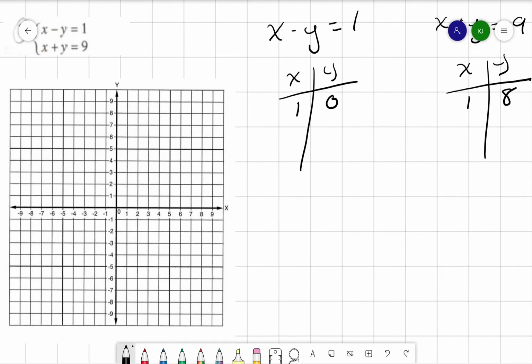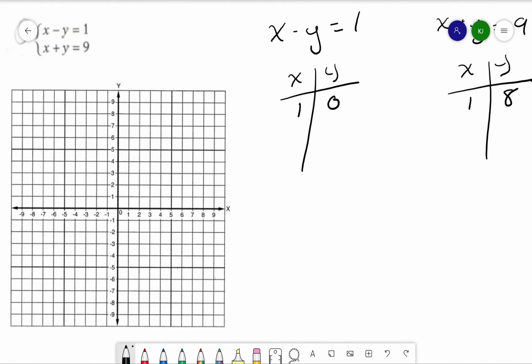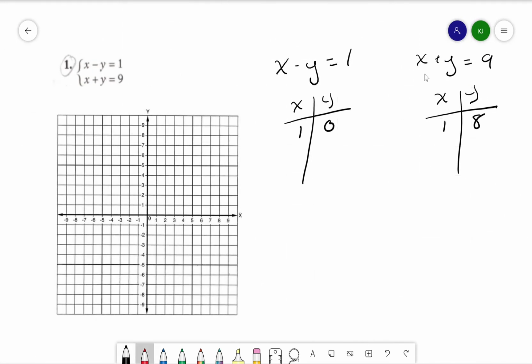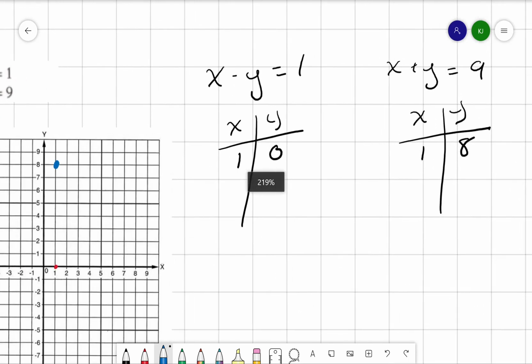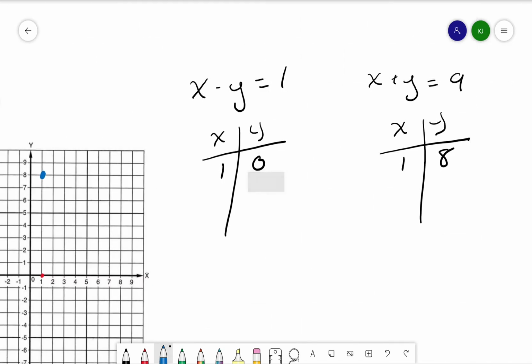Alright, now we're going to plug that into our graph and see if that works out. So our first one is 1, 0, so we're going to go 1, 0. And then our next one is 1, 8. Alright, so now we have 2 points on the graph. So now we can see we're definitely working in this upper quadrant here. So now I can actually zoom in a little bit.